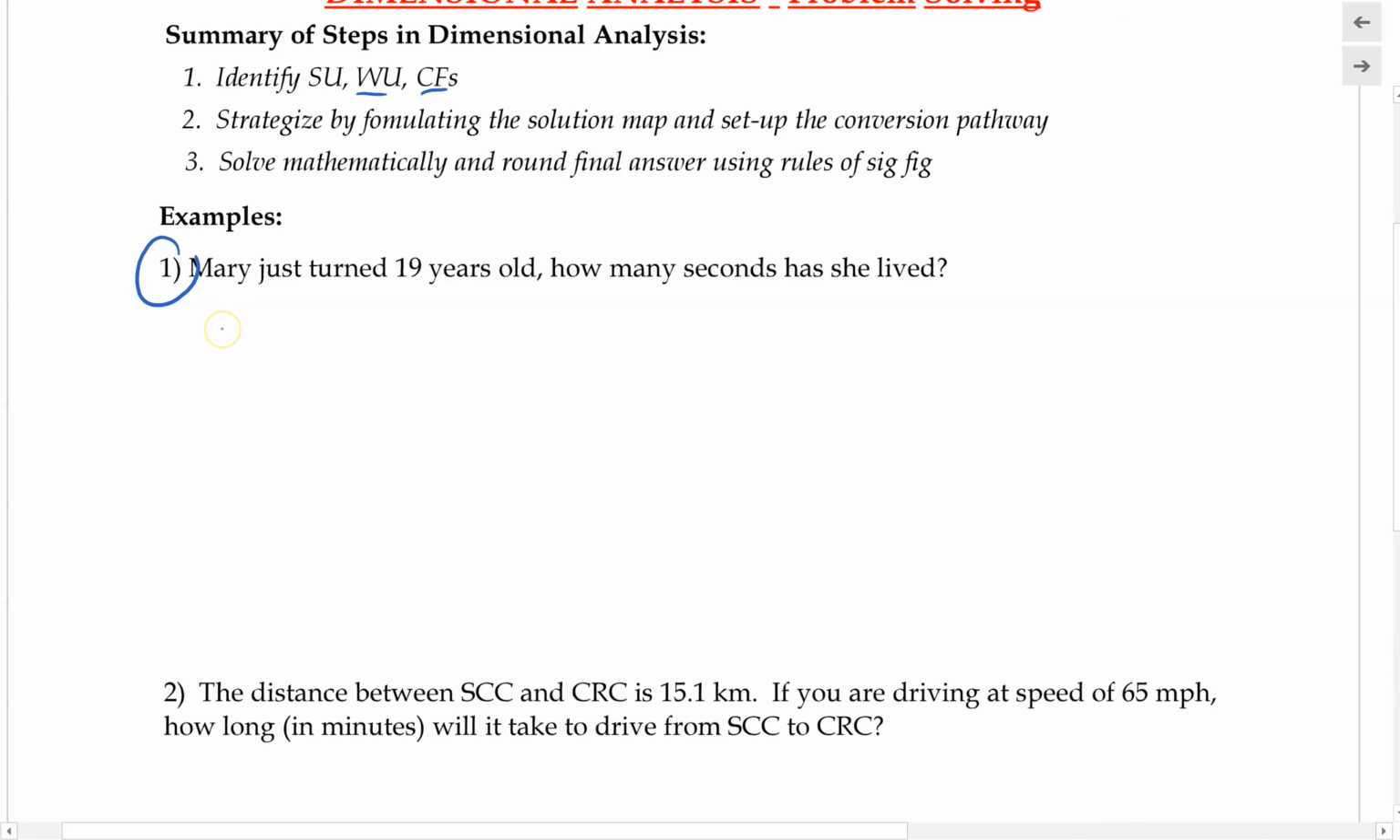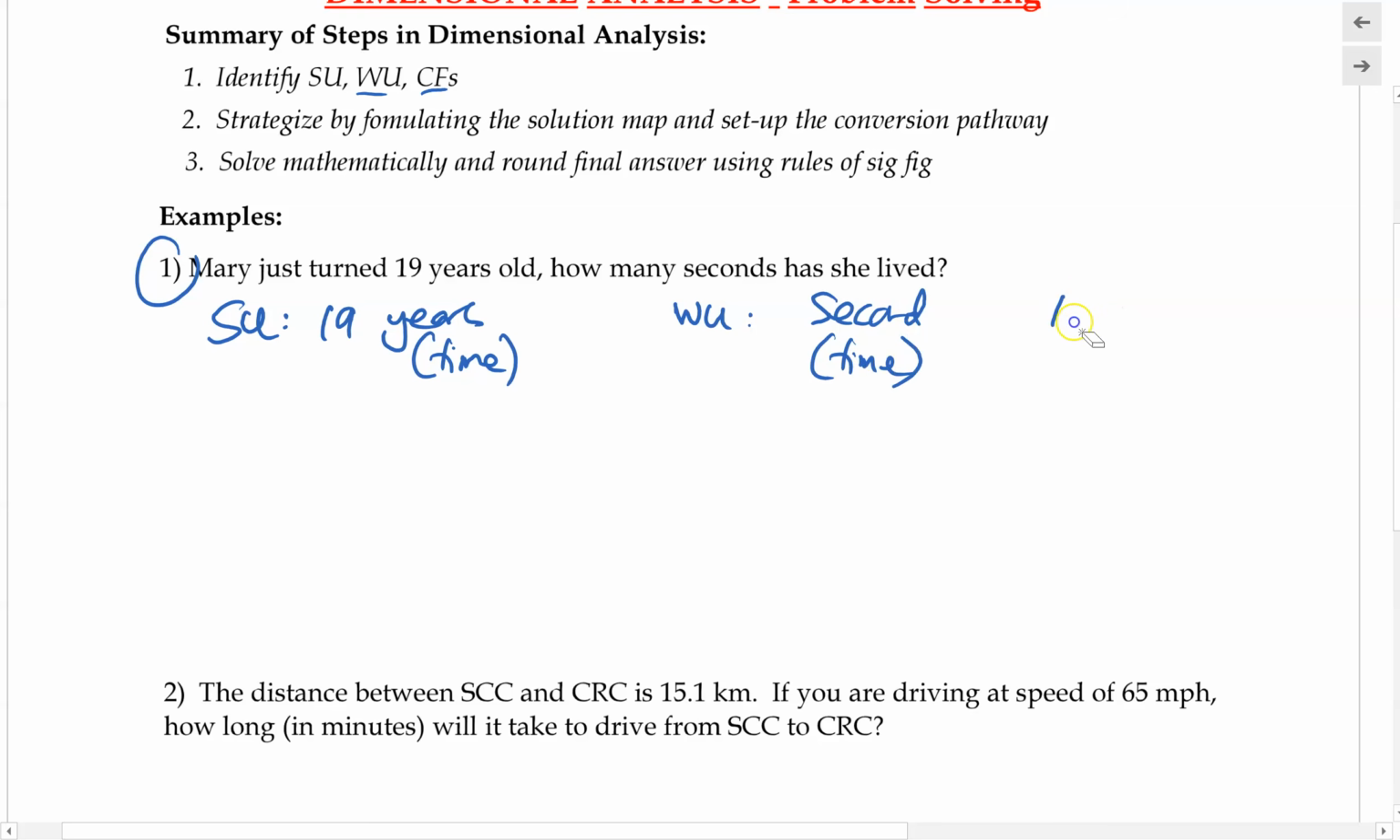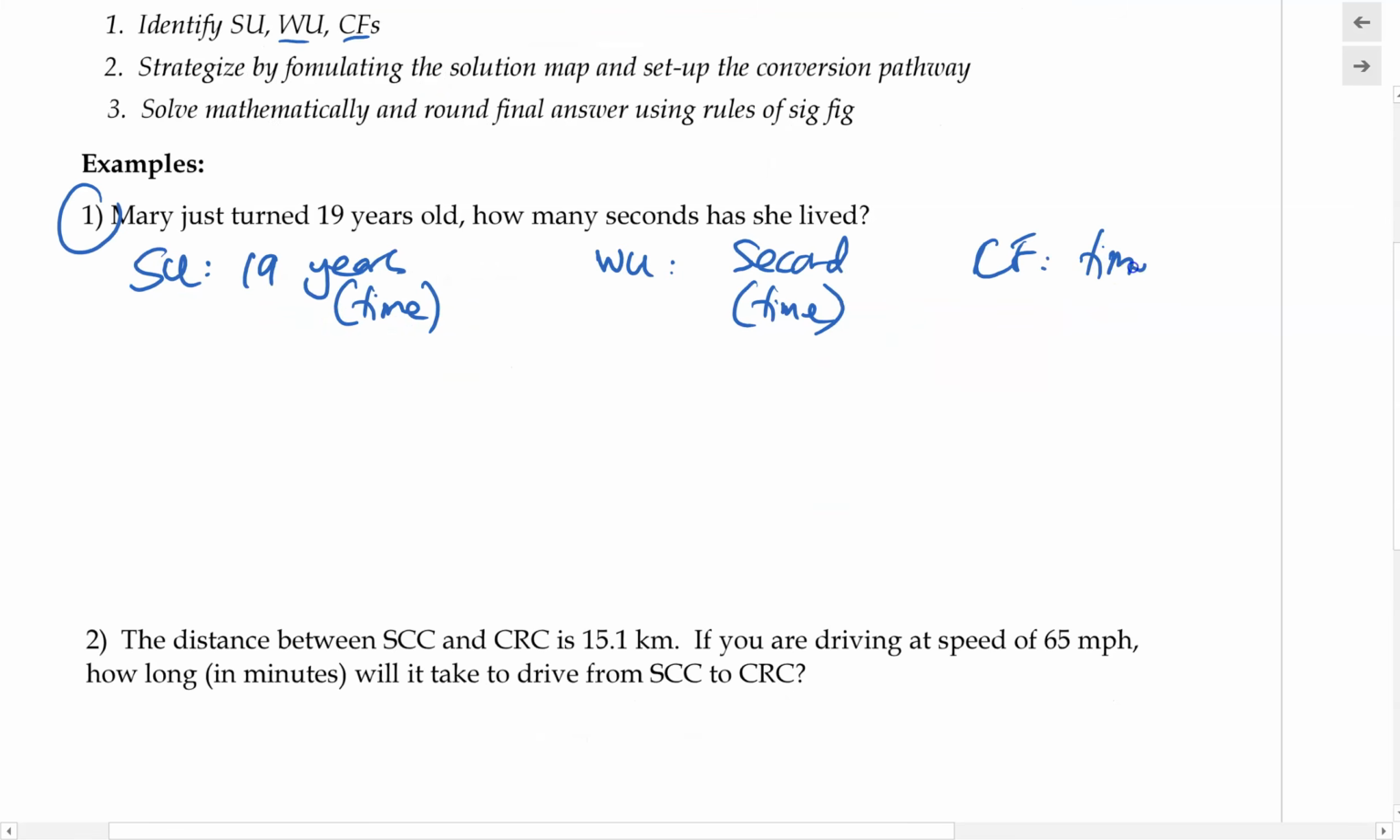So to briefly remind, in this case the starting unit is 19 years. And years is a unit of time. And the wanted unit is second. And second is also a unit of time. So therefore the required conversion factor that we need is something that relates time to time. And because it requires converting one unit of time into another unit of time, we will be using the stock conversion factor.